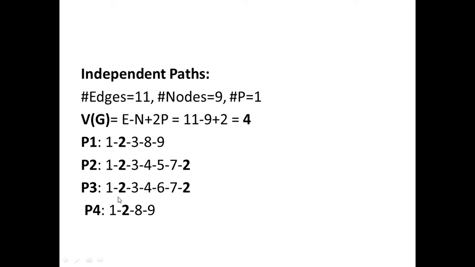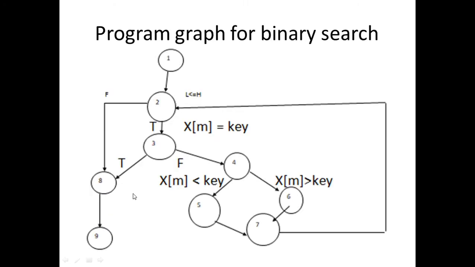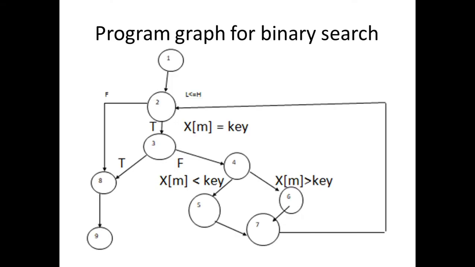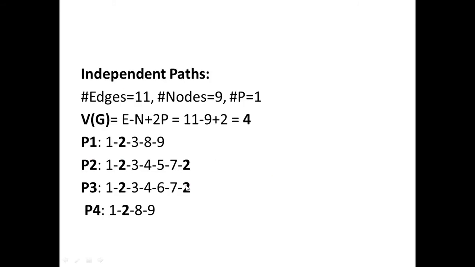Now what are those four paths? Looking at the figure, they are 1, 2, 3, 8, 9; 1, 2, 8, 9; then it goes to the other loop, 1, 2, 3, 4, 5, 7, 2; and 1, 2, 3, 4, 6, 7, 2. These are the independent paths.